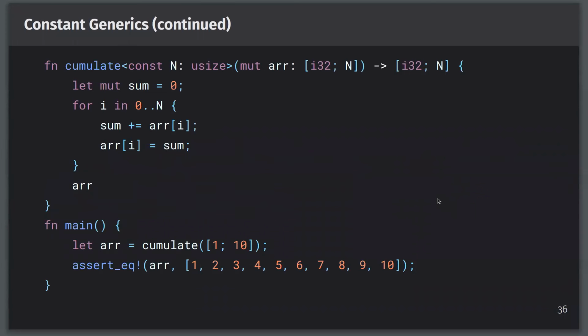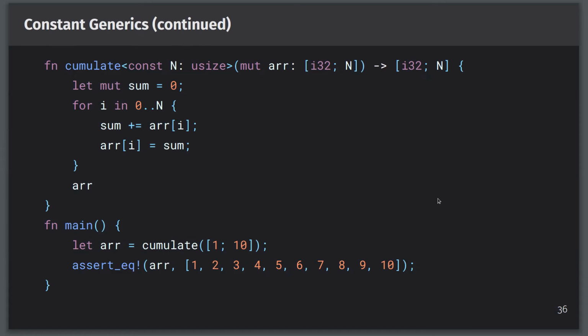And we can use this, for example, here. So this is a function called cumulate, and in its type signature, it has const N: usize. So we're saying, hey, this is a constant usize called N, and at compile time, I guarantee you'll know what that is. Then you take an immutable array of i32s of size N. So now this function knows what the size of your array is, and then it returns an array of the same type. And that's the only way you can return arrays like that as part of functions, is by knowing their size as well.